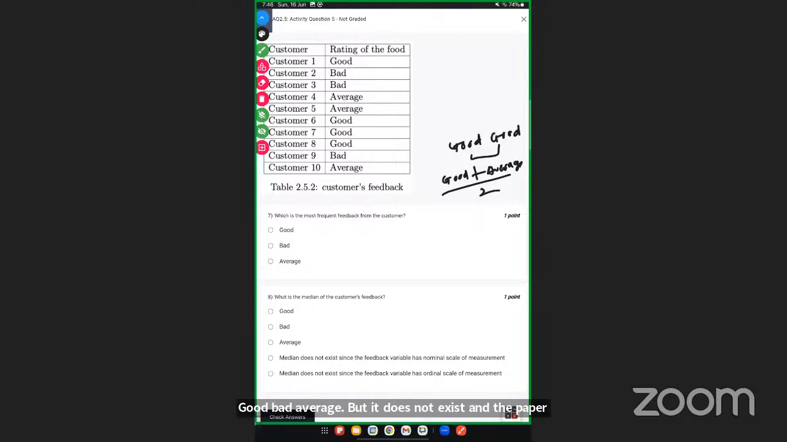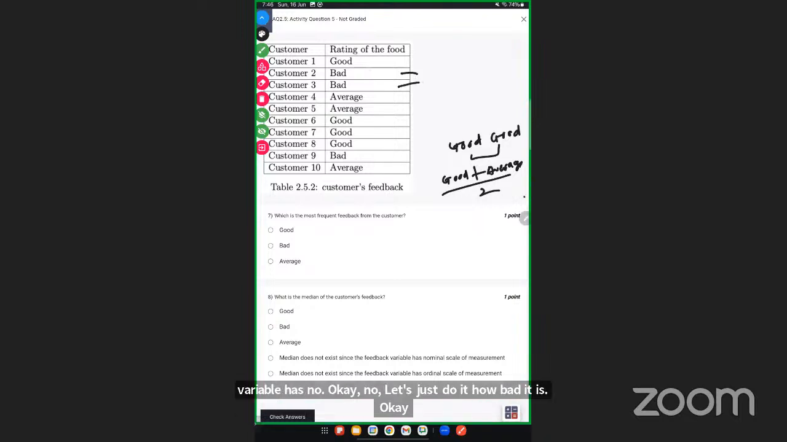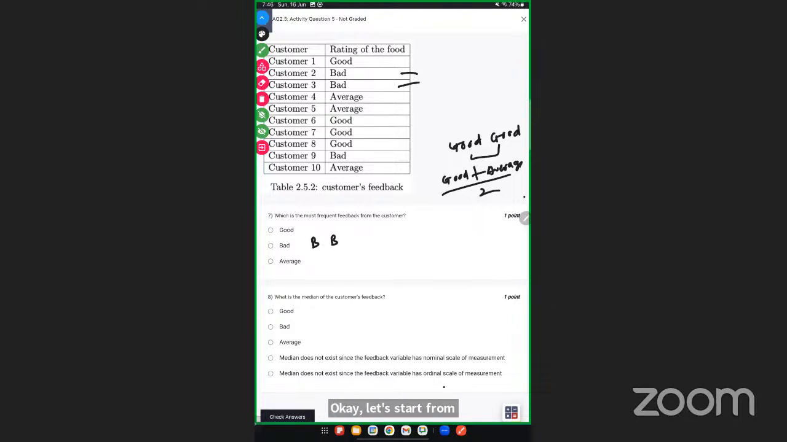Okay, no. See, let's do it. Sir, when we are finding the median, it is coming average and good both, and the options are not supporting that answer. Okay, I'll solve it. See, we have bad, then another bad. Now what could be better than that? Average. Average is 1, 2, 3. 3 averages. Okay, so I'll write A.